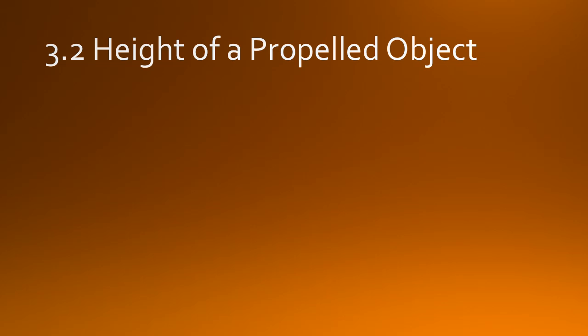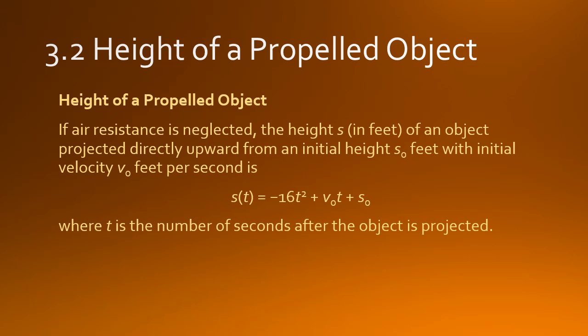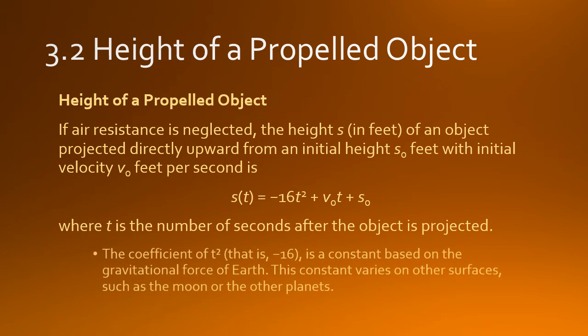Okay, the height of a propelled object. This is a practical application of quadratic equations because quadratic equations can often be used to express the trajectory of an object that is shot or thrown. If air resistance is neglected, the height s in feet of an object projected directly upward from an initial height s sub 0 feet with initial velocity v sub 0 feet per second is s of t, that's the height, equals -16 t squared plus v sub 0 t plus s sub 0, where t is the number of seconds after the object is projected.